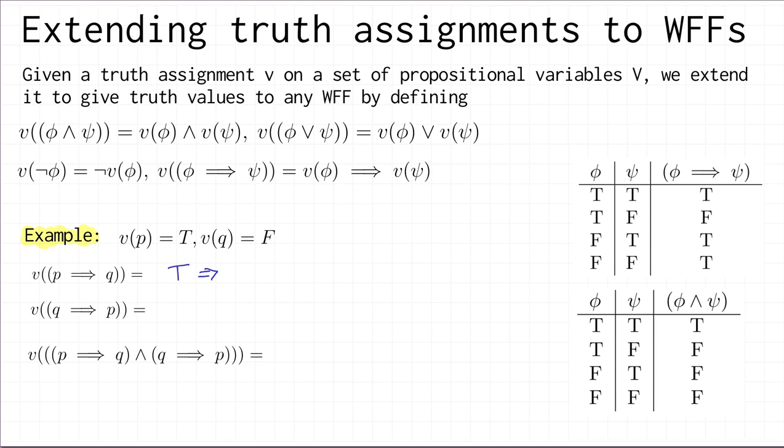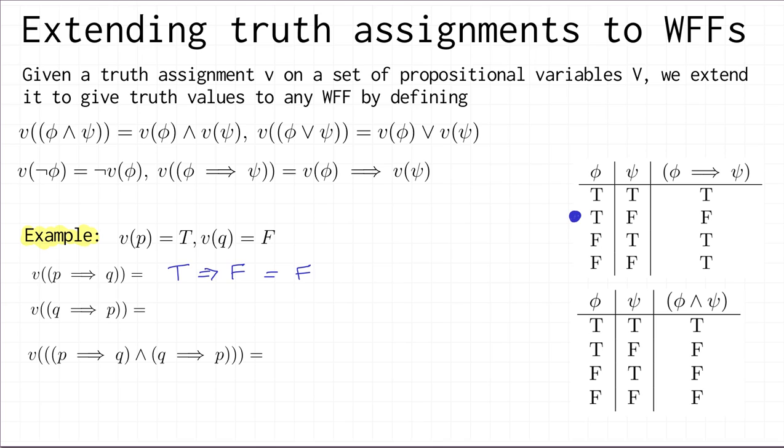implies false. Now if you go and look at the appropriate row of the truth table for implies, that's the row where the first thing is true and the second thing is false, which is this row right here. That row tells you, looking at the last column, that this is false. So under the truth assignment which makes P true and Q false, the well-formed formula P implies Q gets the truth value false.